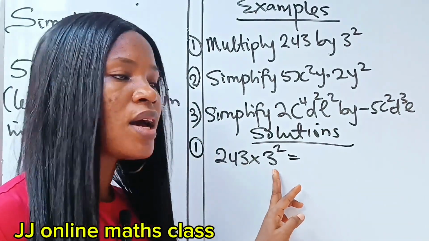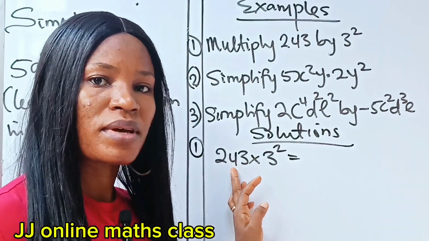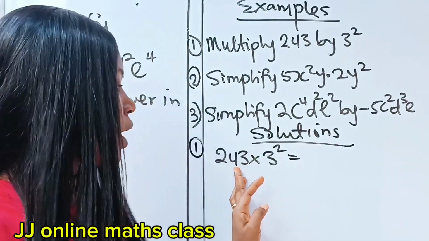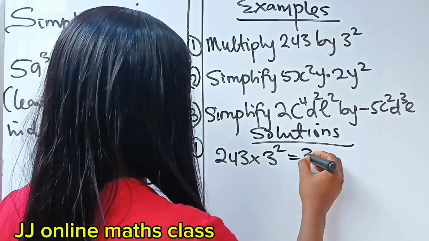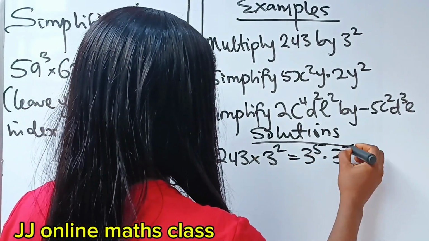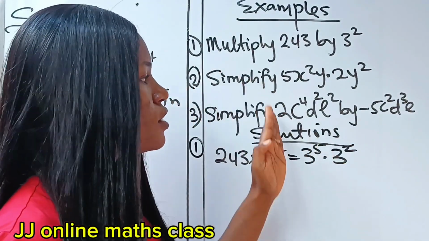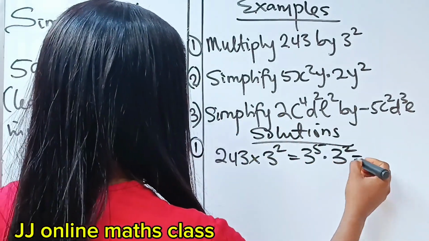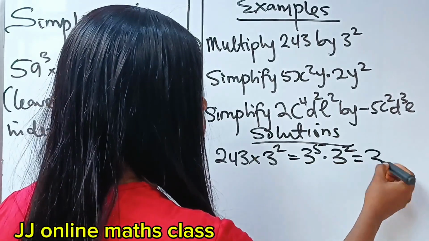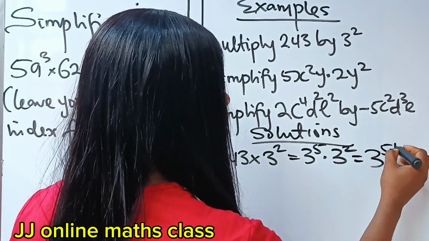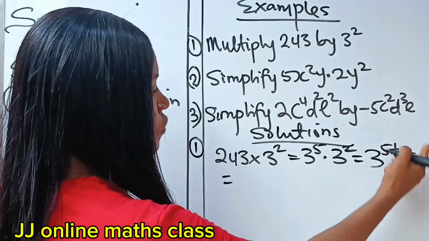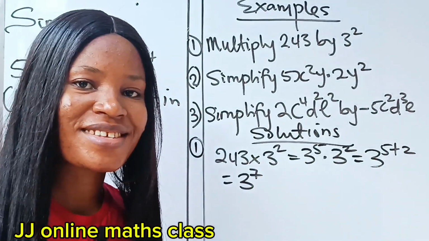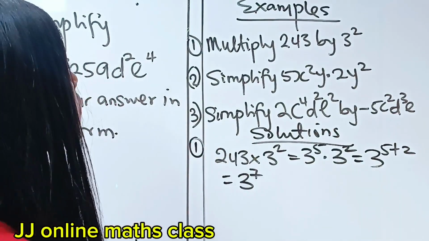This is already in base 3. That is a signal that this can also be in base 3. Now 243 can be written in base 3 as 3 to the power of 5. So we can rewrite this as 3 to the power of 5 multiplied by 3 to the power of 2. Recall, in all this, you're asked to leave your answer in exponent form or index form. Because they are in the same base, we are going to pick one, then add the powers, that is 5 plus 2. So in index form, the solution is 3 to the power of 7. You can see how easy it is. So that is it for the first one.